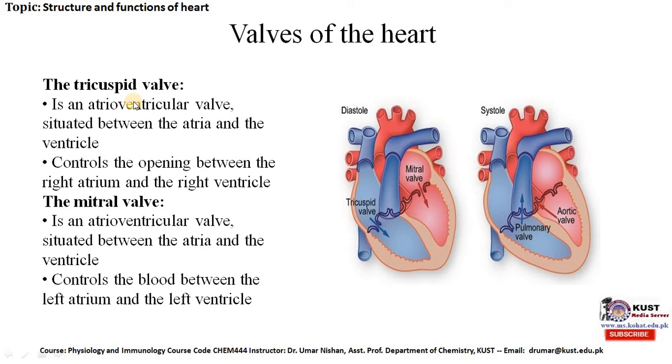Now we talk about these walls. A tricuspid wall is an atrioventricular wall situated between the atria and the ventricle. This is the tricuspid wall. It is called an atrioventricular wall, situated between the atria and the ventricle. It controls the opening between the right atrium and the right ventricle. So between these two chambers, it controls the opening between the right atrium and the right ventricle.